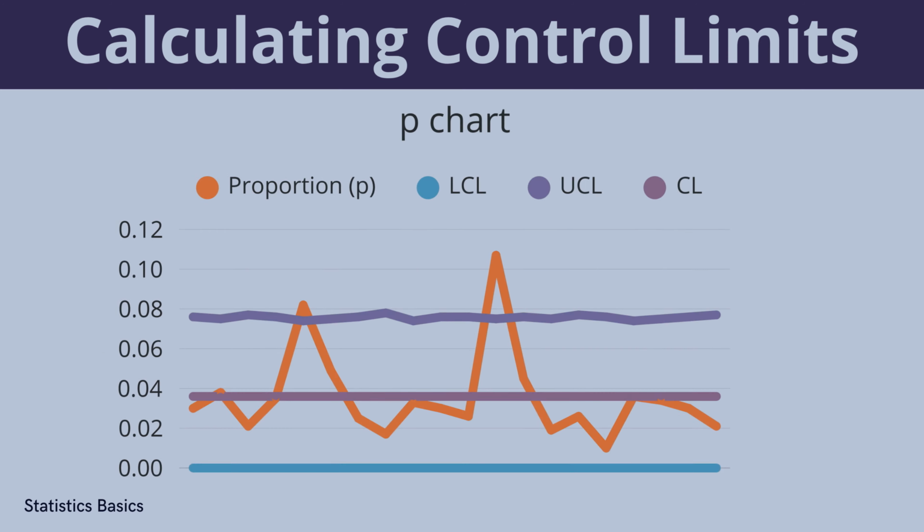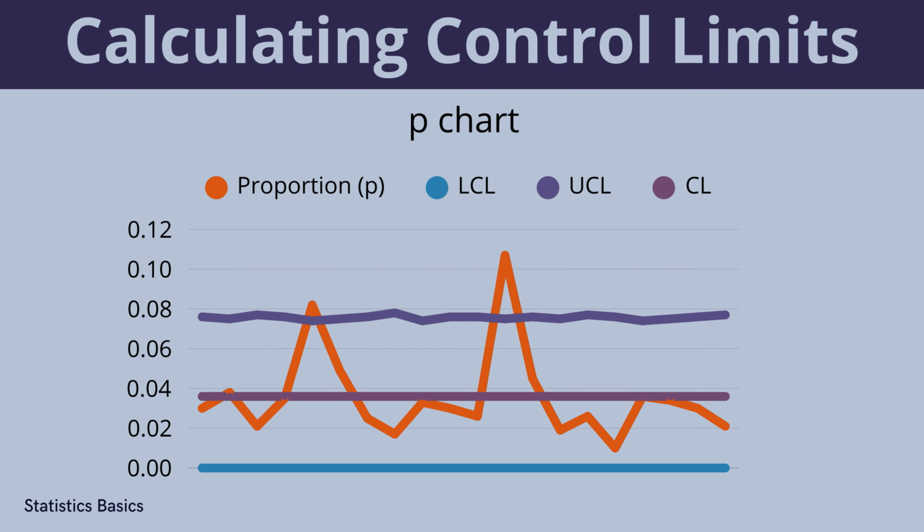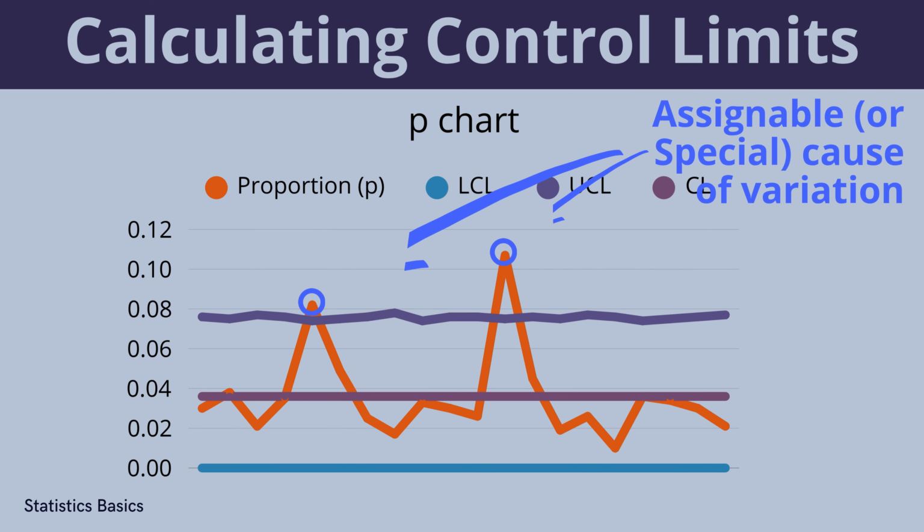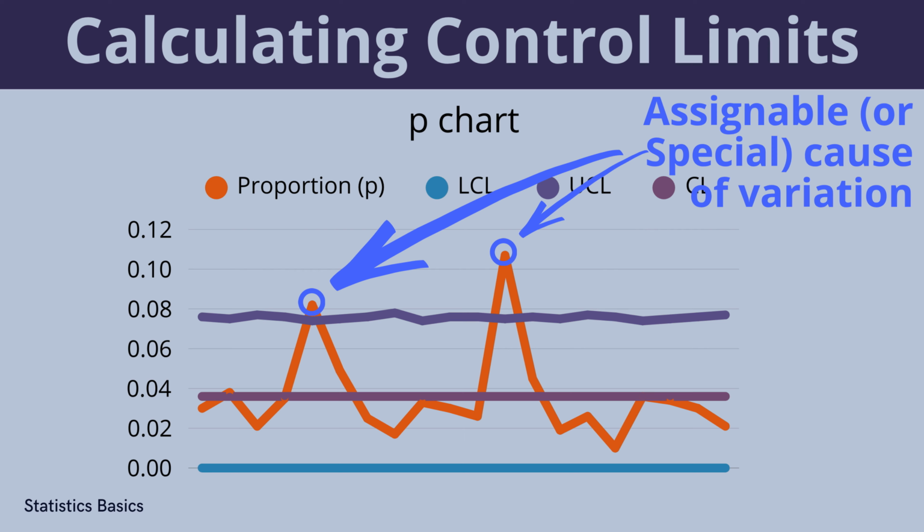We then plot the subgroup proportions along with the control limits to identify any out-of-control signals or unusual patterns in the process. If a data point falls above the upper control limit, it signals a significant increase in the defect rate, indicating an assignable cause of variation. On the other hand, a point falling below the lower control limit suggests a significant improvement in quality, which should be investigated to identify potential best practices.